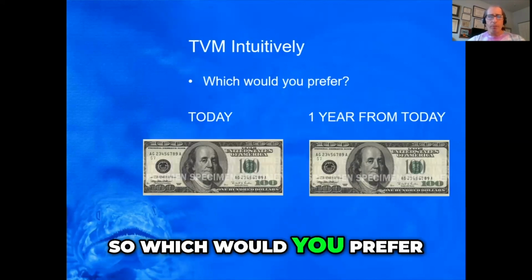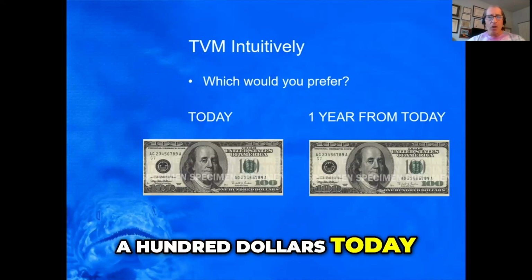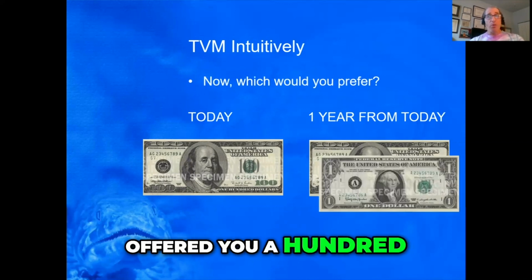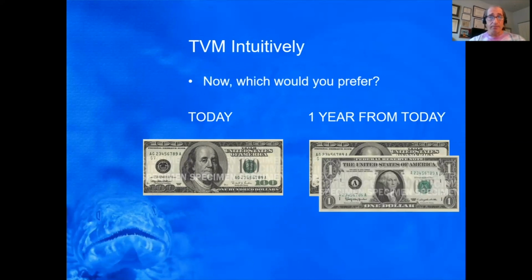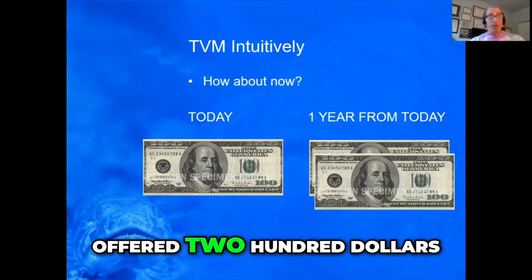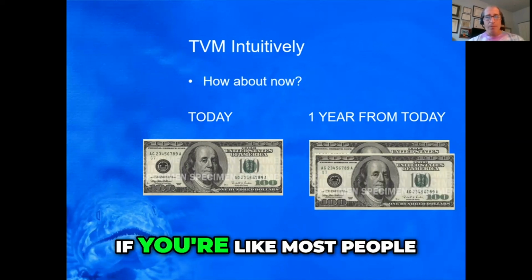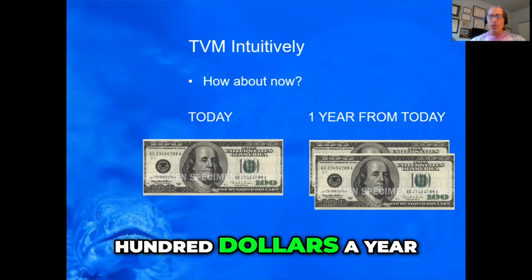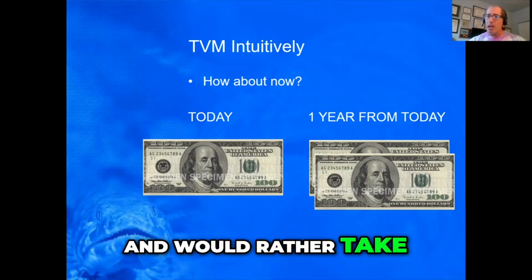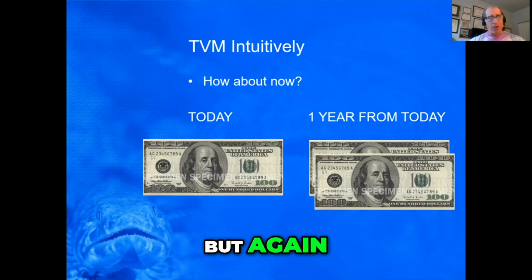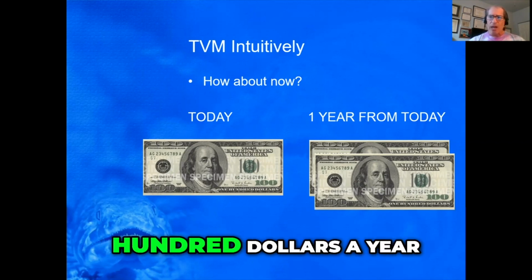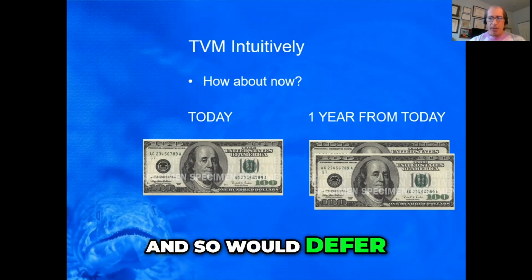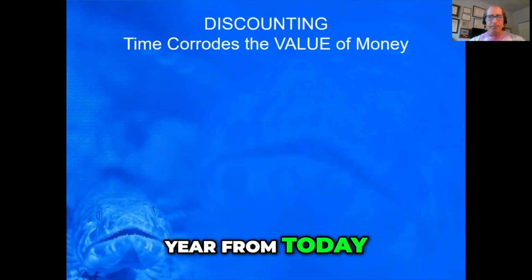So which would you prefer? $100 today or $100 a year from today? How about if I offered you $101 a year from today? How about if I offered $200 a year from today? If you're like most people, you understand that $100 today is worth more than $100 a year from today and would rather take $100 today. But again, if you're like most people, you understand that $200 a year from today is worth more than $100 today, and so would defer that gift until a year from today.